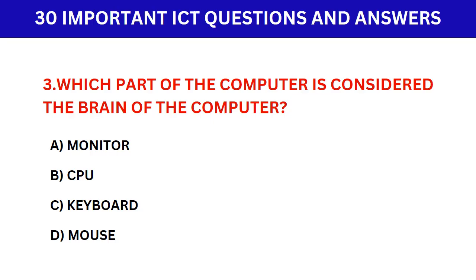Question number 3. Which part of the computer is considered the brain of the computer? Option A, monitor. Option B, CPU. Option C, keyboard. Option D, mouse. The right answer is option B, CPU. The CPU processes instructions and controls all the operations of a computer.